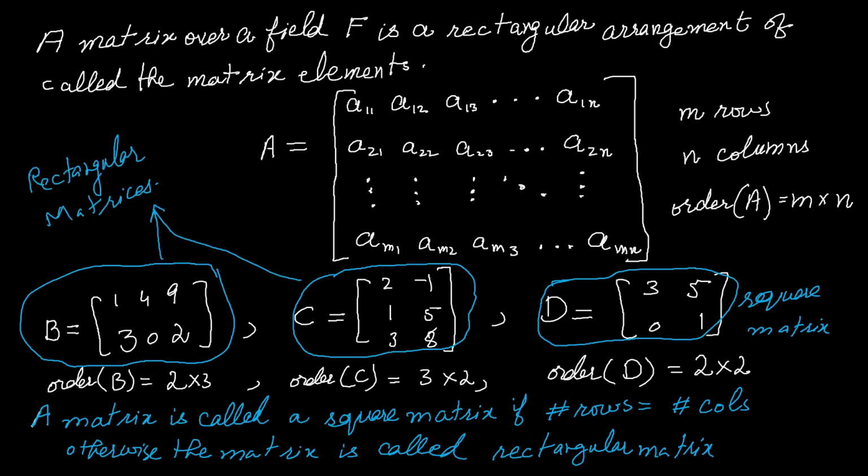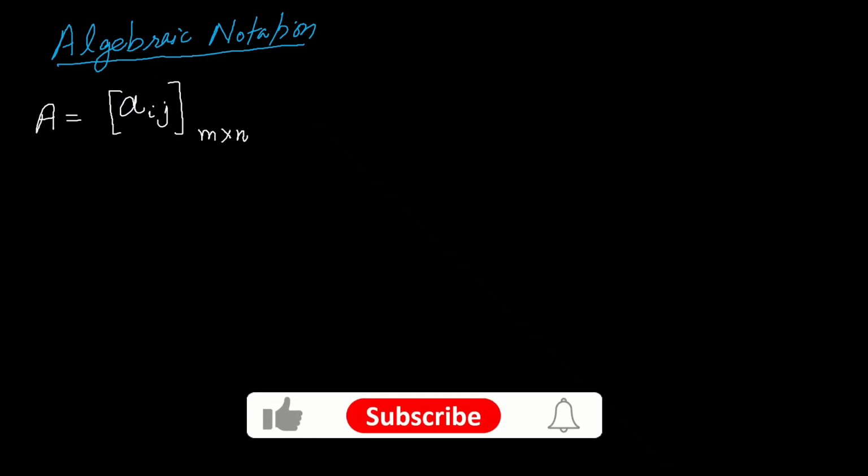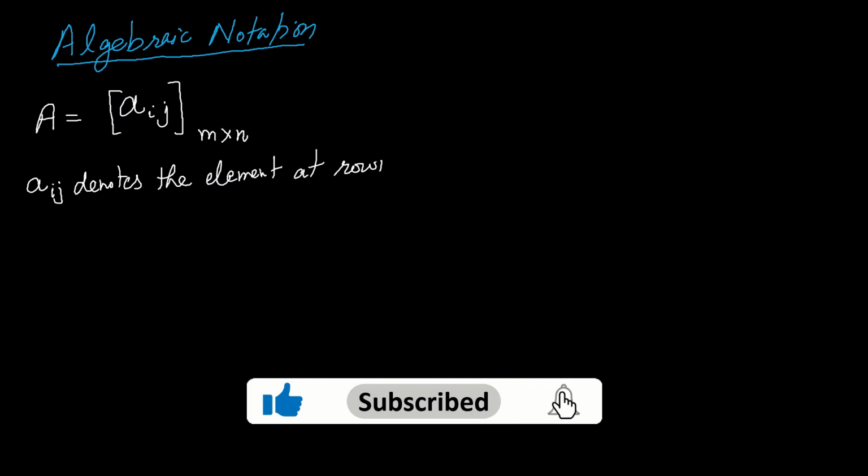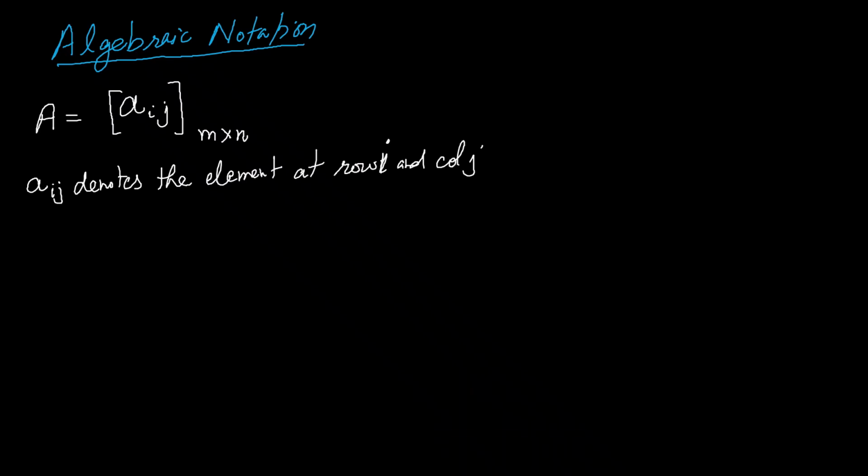Let us see how a matrix is represented. A matrix of order m cross n symbolically is written as Aij, where the order of the matrix is written alongside. The symbol Aij represents the element of the matrix at the ith row and jth column. The first subscript represents the row number and the second subscript represents the column number. So this matrix essentially represents an m cross n matrix A.